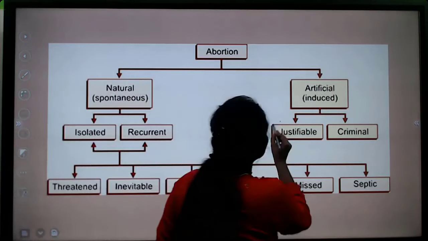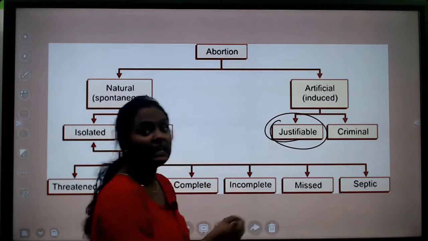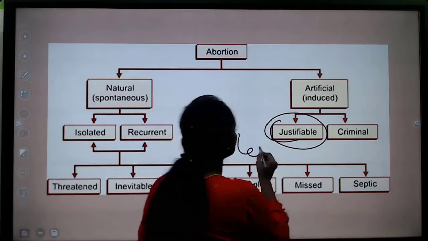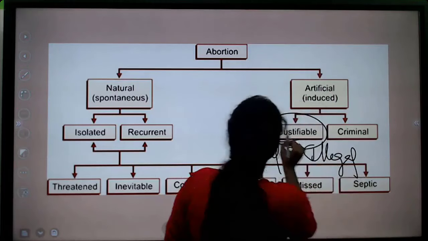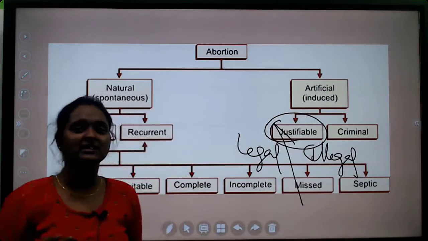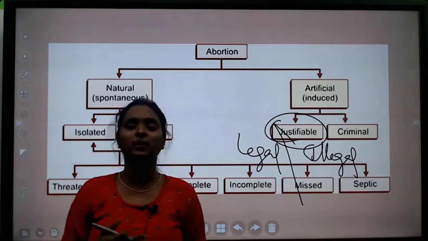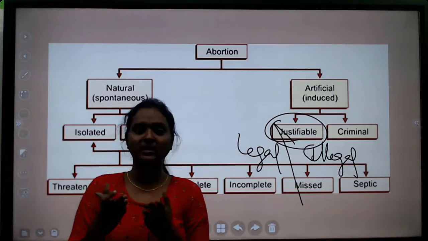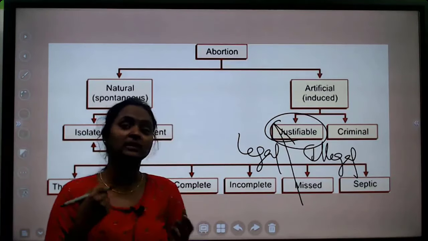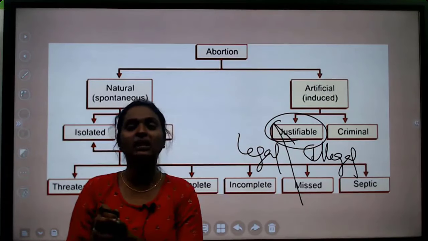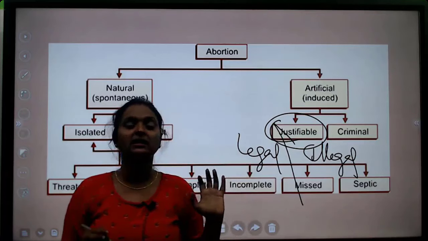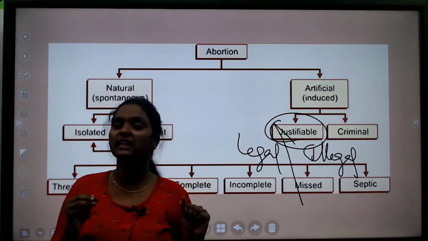So next we'll see legal and illegal abortion. Legal abortion: usually pregnancy is a very good moment for every woman, right? So if she wants to terminate the pregnancy, there must be certain reasons. Only then, under the MTP Act, will the termination of the pregnancy take place.